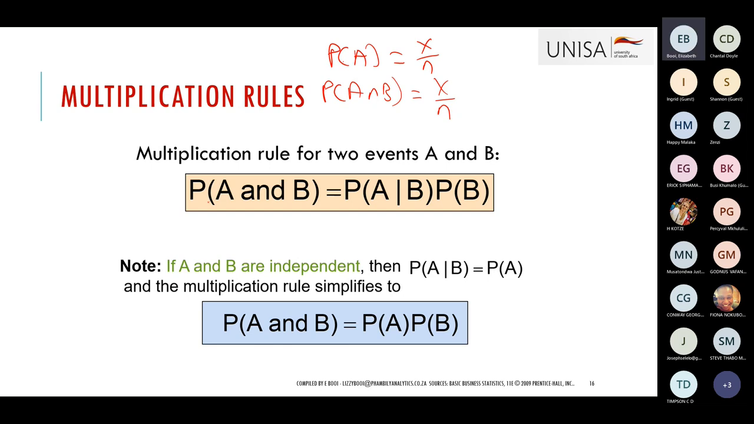Only if the events A and B are independent, the probability of the joint event A and B is given by the probability of A times the probability of B, because we know that the conditional probability of A given B is the same as the probability of A. And that is what you need to know about the rules.